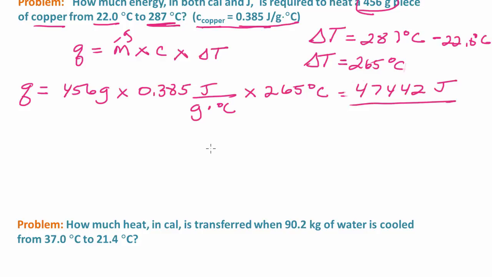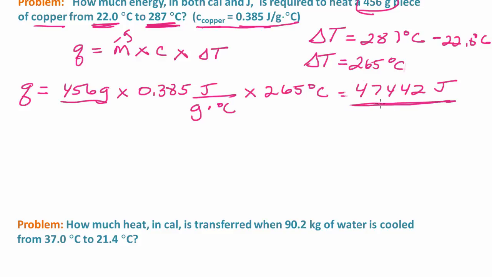So in order to heat up 456 grams of copper from 22 degrees to 287 degrees Celsius, I would need 47,442 joules. Usually the heat is converted to kilojoules.